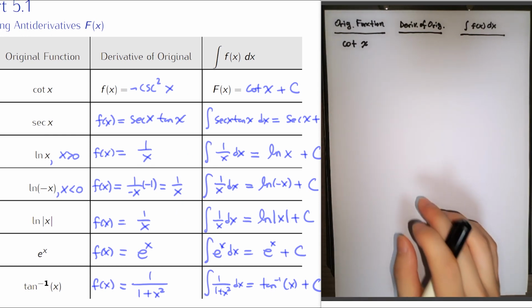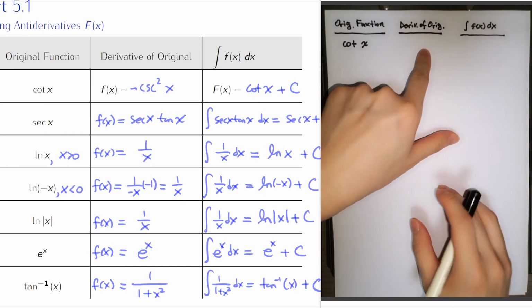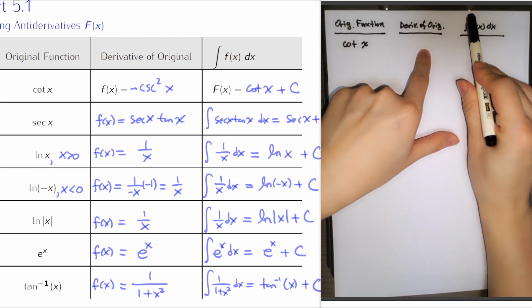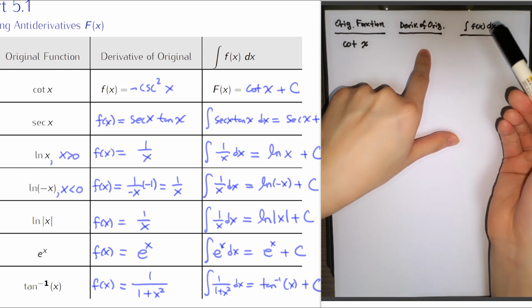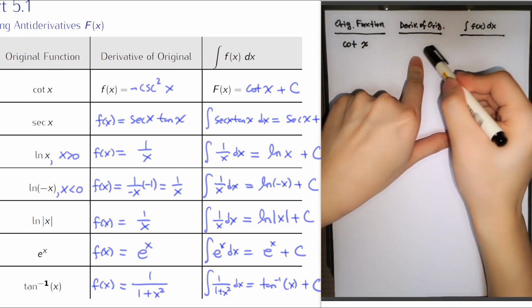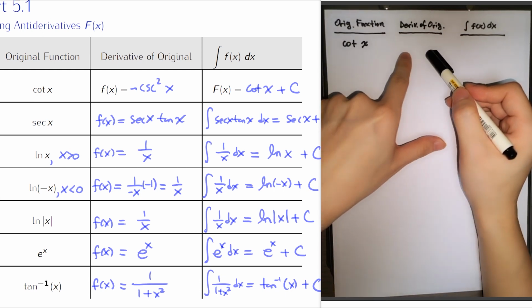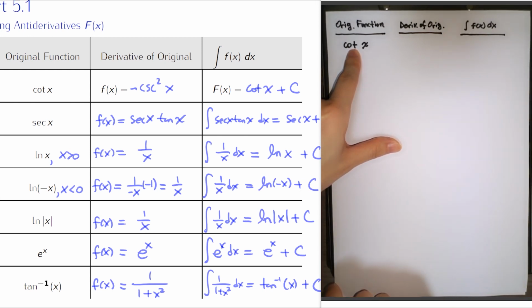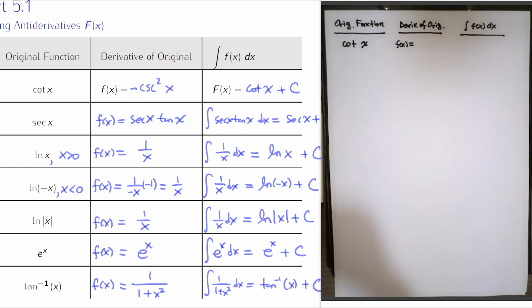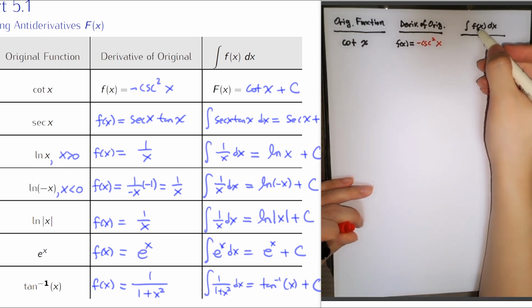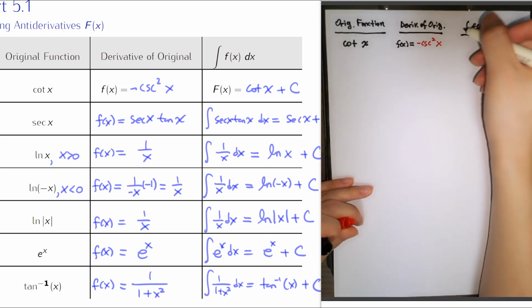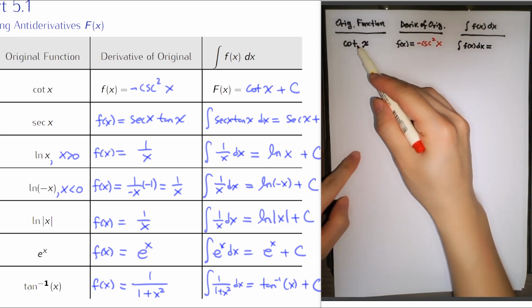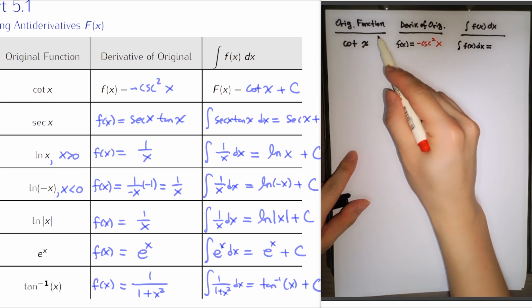Let's continue finding the antiderivative of a function here. This time, I didn't even write down antiderivatives because by now, you all understand that the integral of f of x dx means the antiderivative of this function here. Anyways, take the derivative of this one. Do you remember from Math 100? It becomes negative cosecant squared x. And then the antiderivative of f of x dx is equal to, we're going back to the original function here, so it becomes cotangent x plus c.